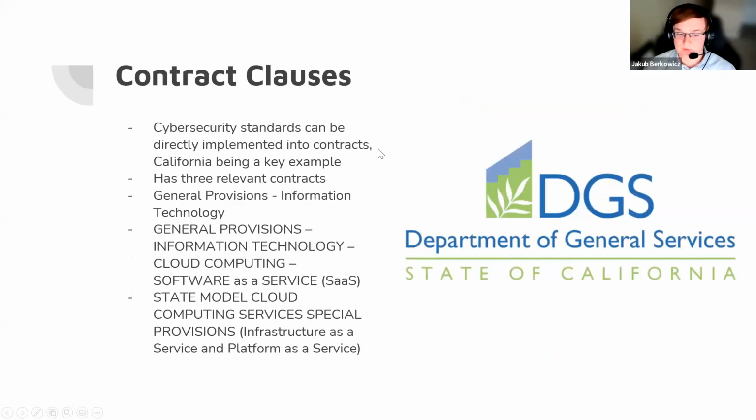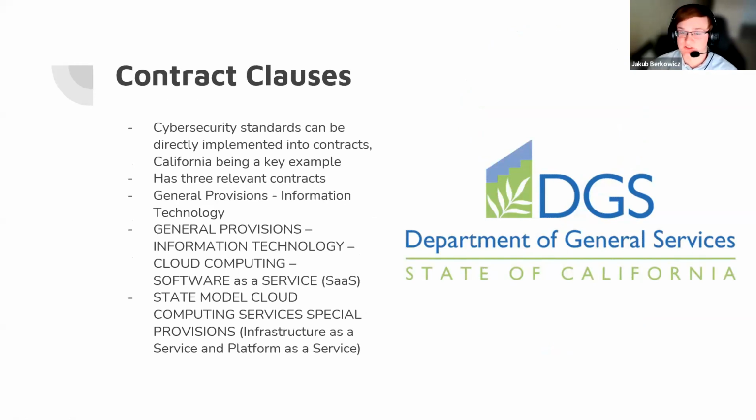And California, I can quickly run through, they have some contract clauses. There are 3 relevant contracts here that I was able to find. They have a general IT provision, and then they have general provisions for software as a service, so any applications that are being utilized, and then infrastructure as a service and platform as a service. Those 2 are combined in their own contract.